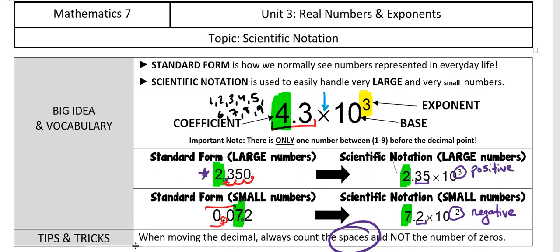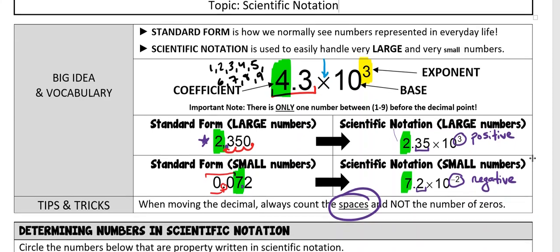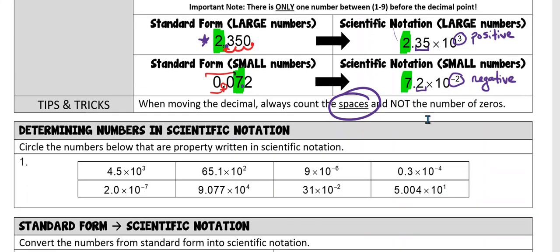But again, the most important thing is that when we move the decimal and we're looking at that exponent, that counts the number of spaces that we're moving and not the number of zeros. So that's a mistake that people make a lot. But again, the exponent tells us the number of spaces that we're going to move, not the number of zeros.